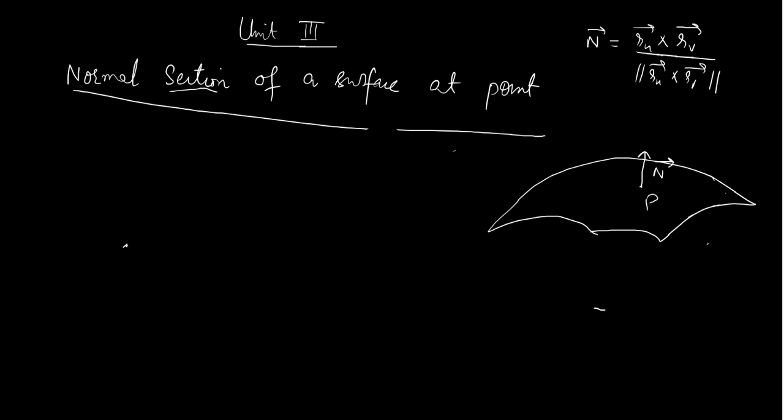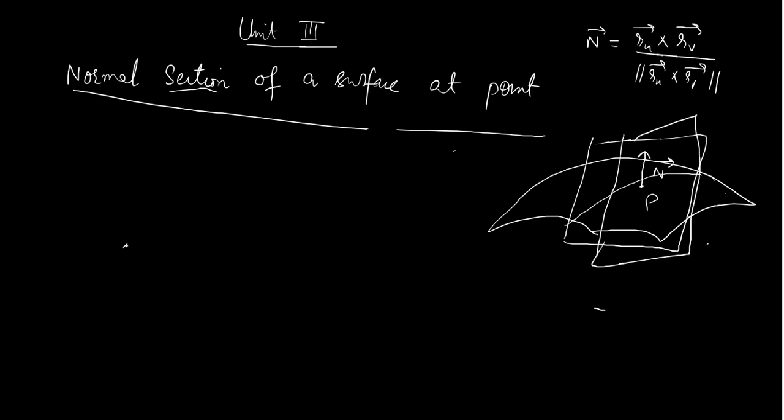Now, if I have a plane which contains this surface normal, it intersects the surface along a curve, and we call that curve the normal section of that surface at this point P, where I have drawn the surface normal. I could also take the same plane and change its direction a bit, which still contains the surface normal, and I will get another curve of intersection. So at this point P, there are infinitely many normal sections.